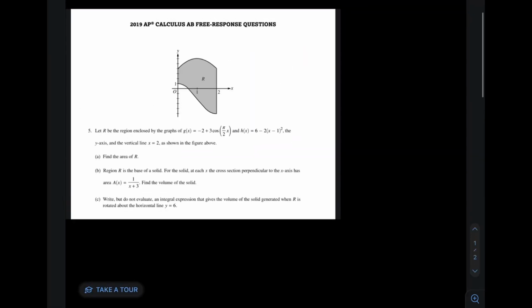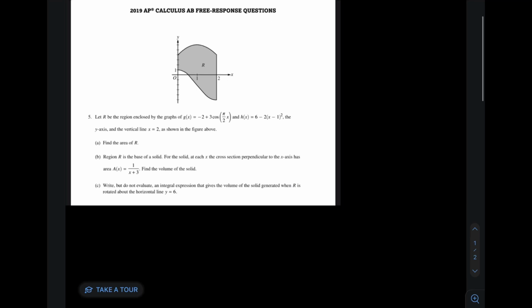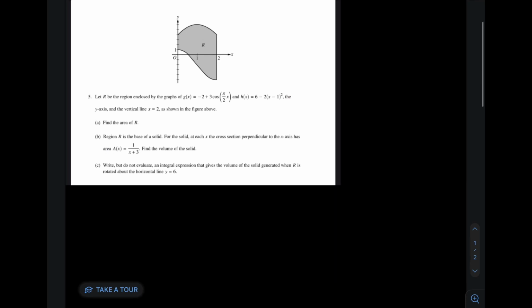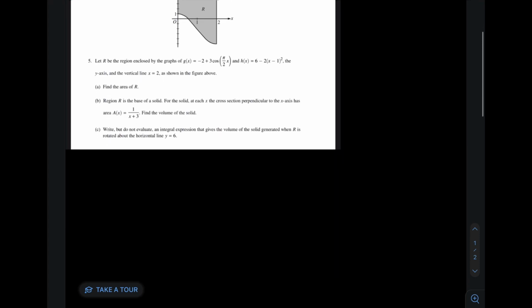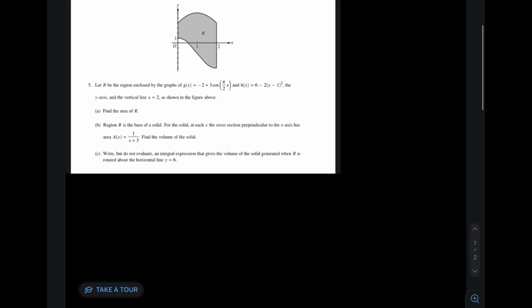Let's get into it. So let R be the region enclosed by the graphs g of x, which is -2 plus 3 cosine of pi over 2x, and h of x, which is given by 6 minus 2 times (x minus 1) squared, the y-axis, and the vertical line x equals 2, as shown in the figure above. And the first question, super simple, is find the area of R.